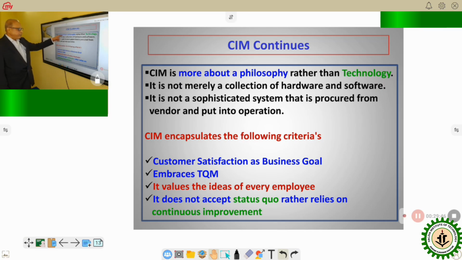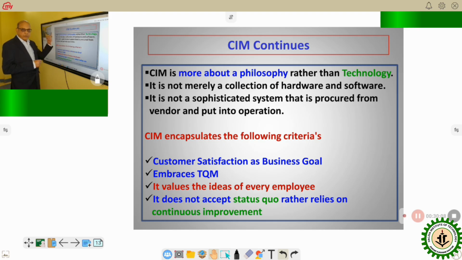So CIM is more about philosophy rather than technology. It is not merely a collection of hardware and software. It is not a sophistication that is procured from the market and put into operation. If the idea is so, then it will be misleading. So CIM encapsulates the following criteria: customer satisfaction as the most important business goal.